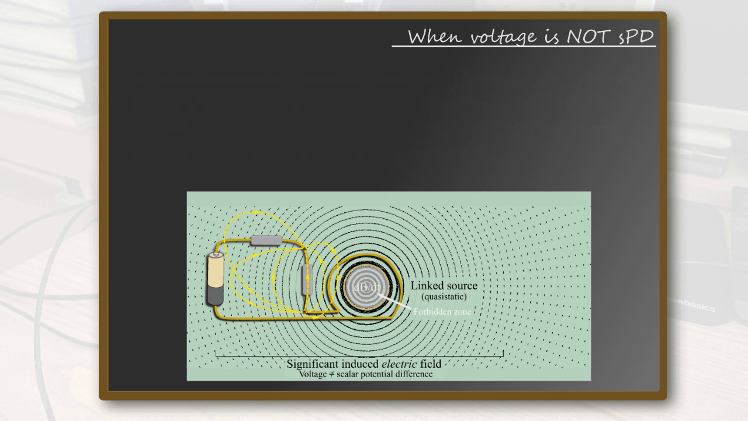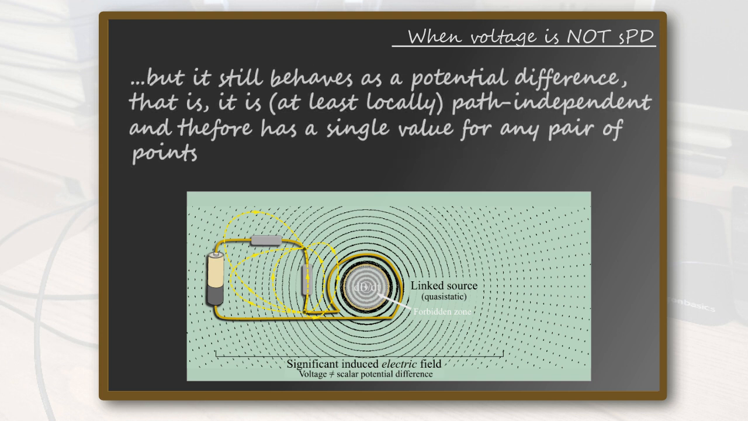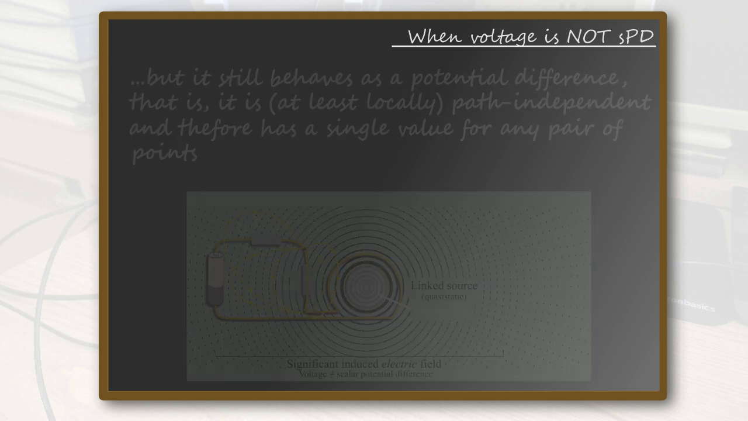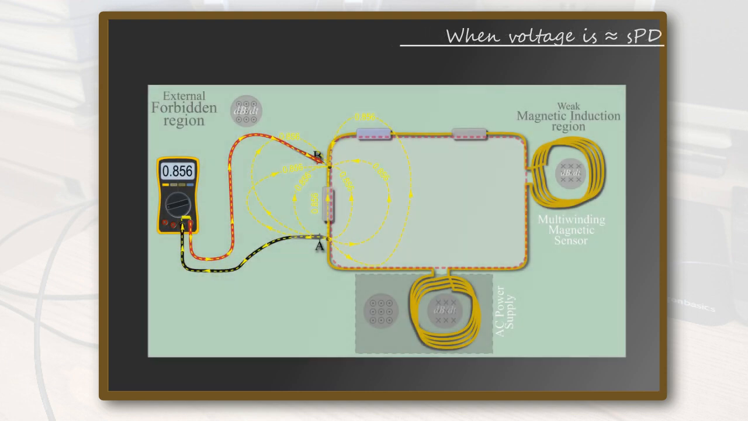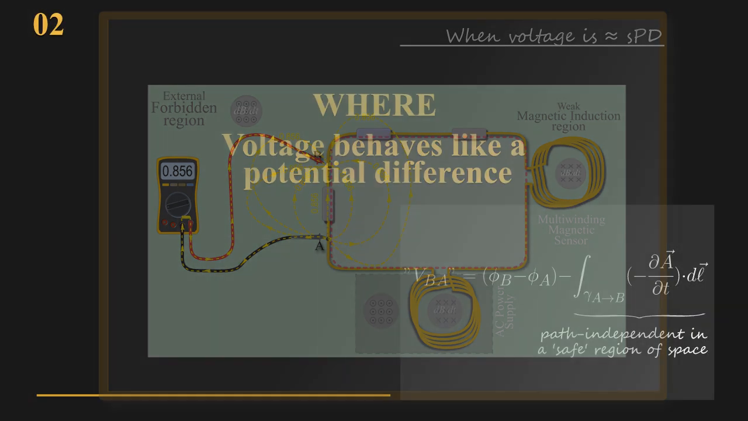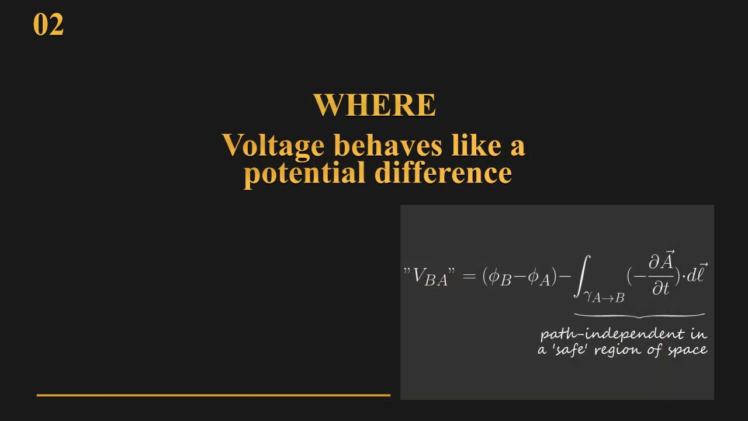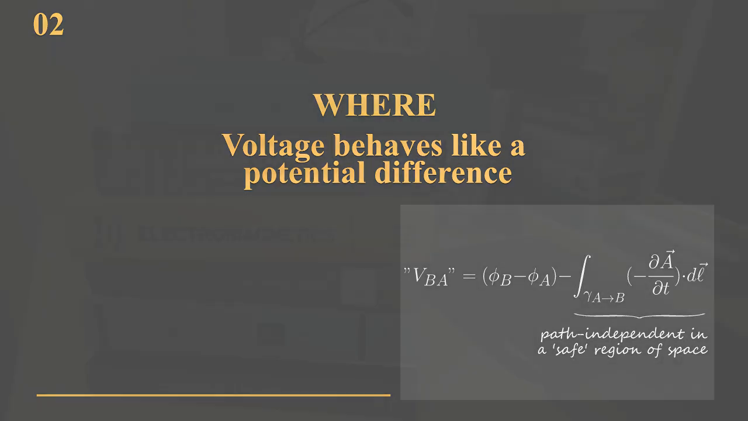Well, believe it or not, what you measured was not the scalar potential difference, but voltage. In fact, in selected limited regions of space, voltage can behave exactly like a potential difference, and in many instances the numerical discrepancy can be so small that we pretend not to see the difference. Let me explain. Let's see where voltage behaves like a potential difference.